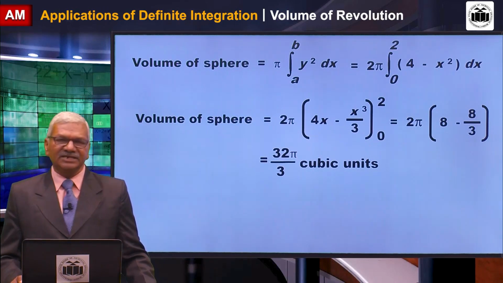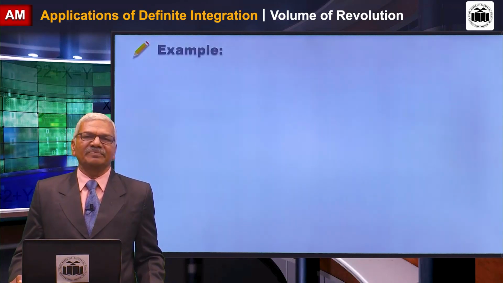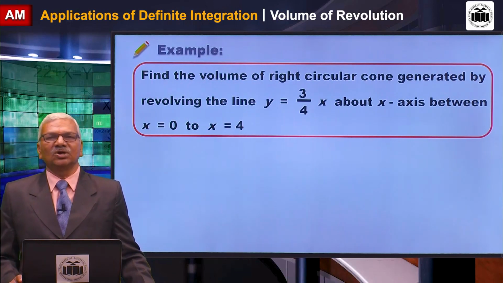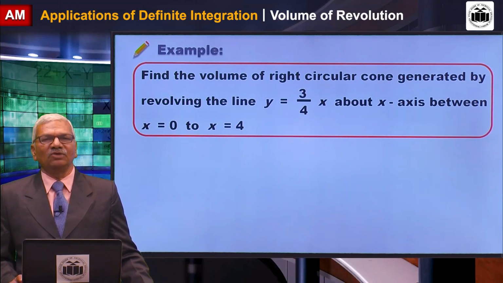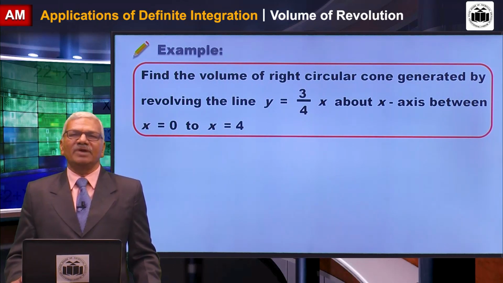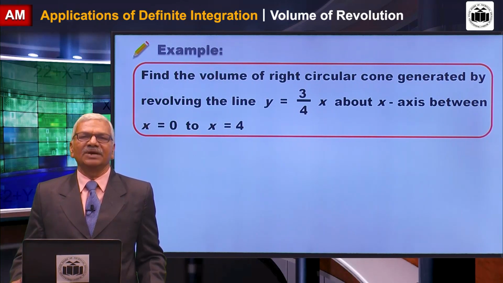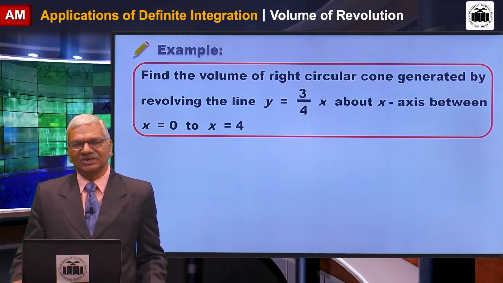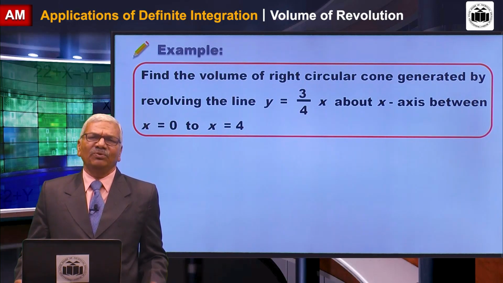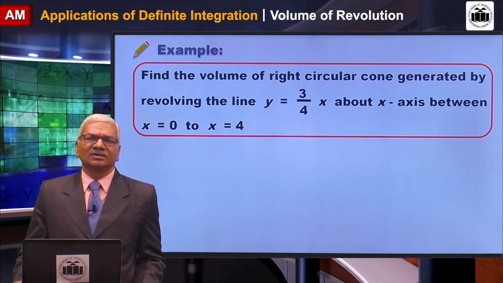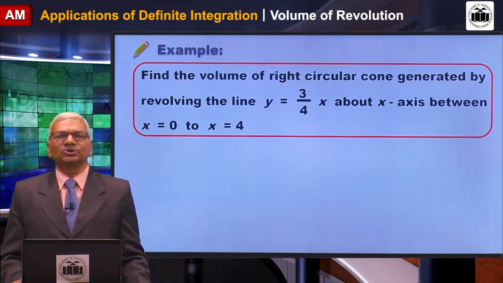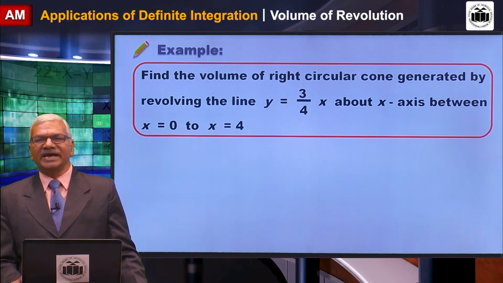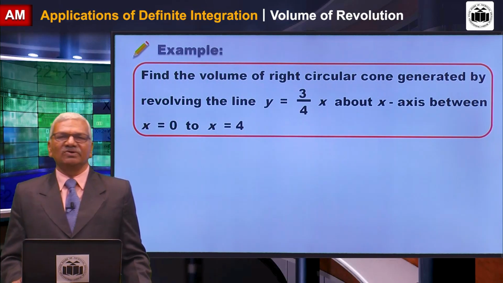Let us go to the next example, and the next example is here. Find the volume of right circular cone generated by revolving the line y equals 3 by 4 x about x-axis between x equals 0 to x equals 4. See, it's very simple. What is given? The equation of curve is y equals 3 by 4 x, that is a line which is revolved about x-axis, and the limit is given 0 to 4.